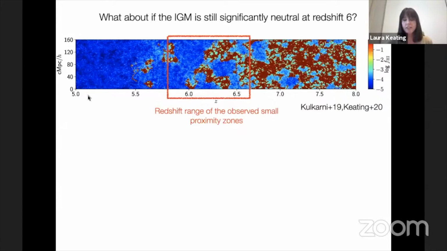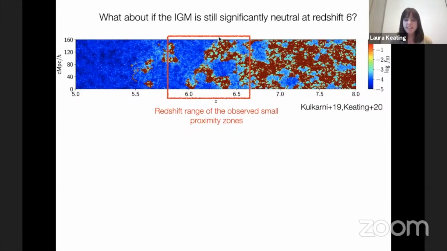So this is just a light cone through the simulations. The x-axis here is redshift, and the colors of the image represent how neutral the gas is. So if it's blue, it's ionized, it's red if it's neutral. And the red box here just illustrates where the redshift range of these observed small proximity zones is. And so there's still a lot of neutral gas in this redshift range, but mainly hanging out in the voids.